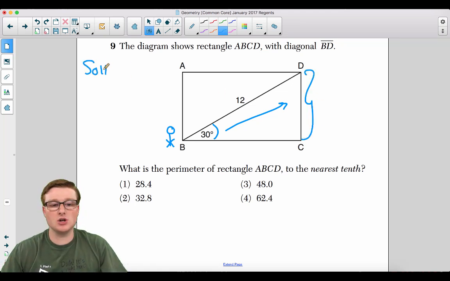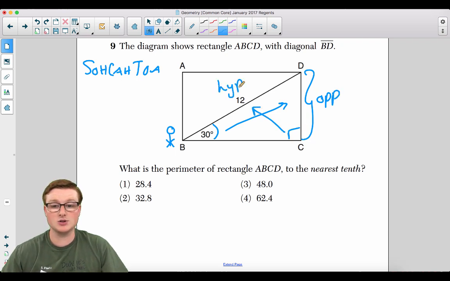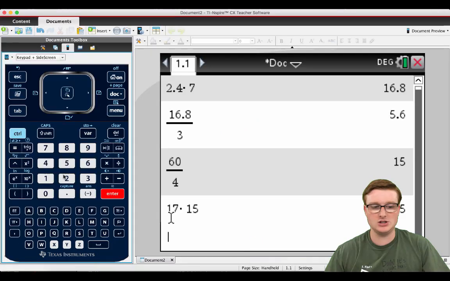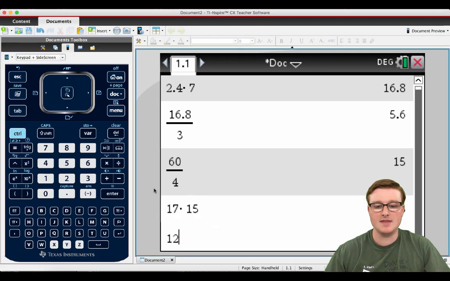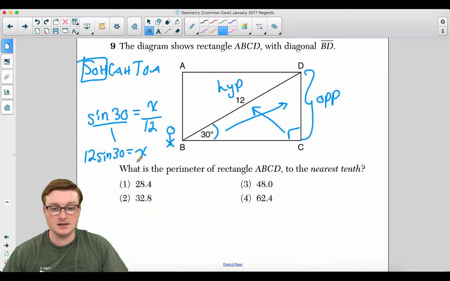We could say, all right, we're going to use SOHCAHTOA because we need to find the perimeter of this whole thing. So that's your opposite, and since this is a rectangle and that's a right angle, this is your hypotenuse. So we are using sine. So the sine of 30 degrees is equal to the opposite, which is x, over the hypotenuse, which is 12. And you put that over 1. Now we cross multiply, so we get 12 sine of 30 is equal to x. When you plug that into your calculator, 12 sine of 30, that will give you a result of 6. And there it is. So x is equal to 6.